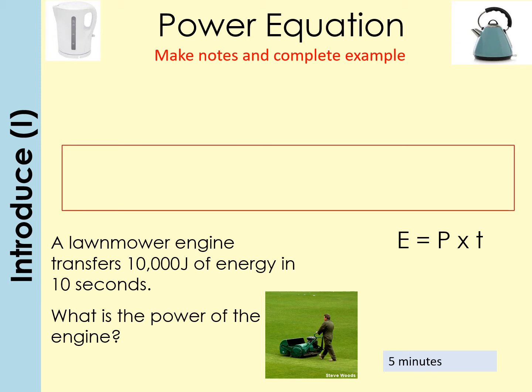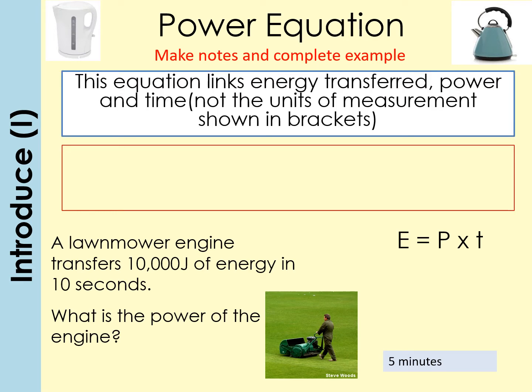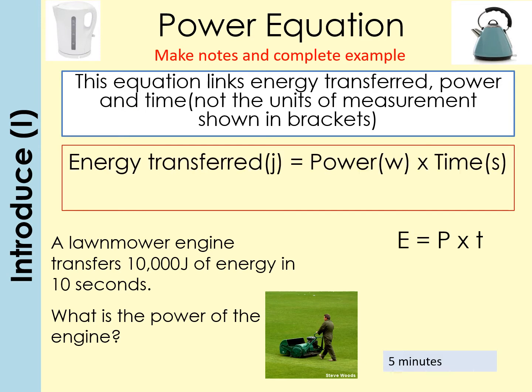Okay, so we're on to the power equation. Some of you have probably gone through this a few times now. Repeating what's going on isn't the end of the world. So let's have a quick look at it. This equation links energy transferred with power and time. Okay, so there's the formula, and you can see energy transferred. Energy is in joules, power is in watts, and time is in seconds. And you must make sure when you're doing your calculations that that is the case.